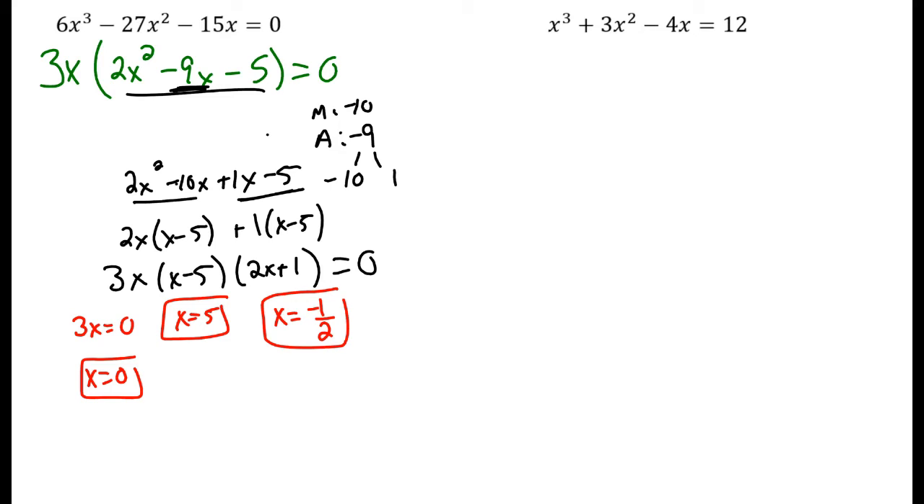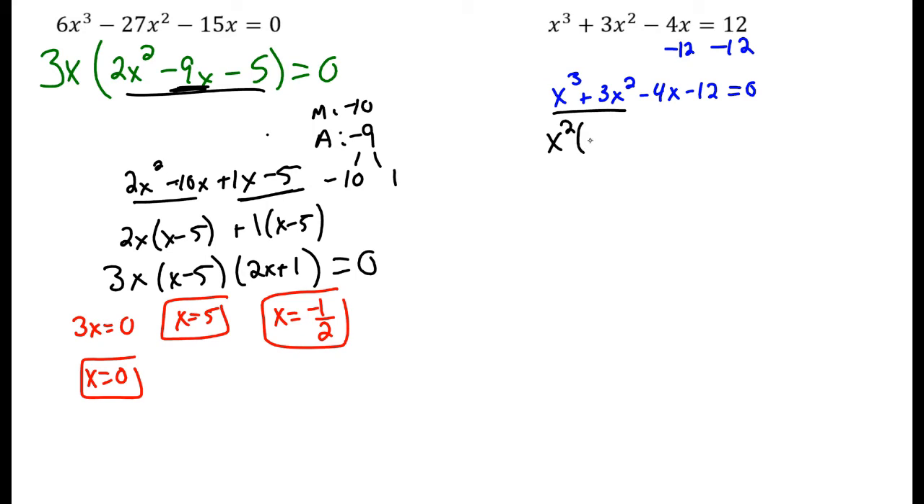And the last one here, I have x cubed plus 3x squared minus 4x equals 12. Well, we don't have a 12 product property, we have a 0 product property. So the first thing I'm going to have to do is move over that 12. I'm going to have to set this equation equal to 0 if I want to use the 0 product property. So I'm going to subtract over the 12, set it equal to 0. There's 4 terms, which means I'm automatically grouping.